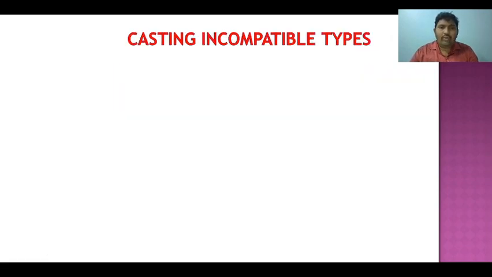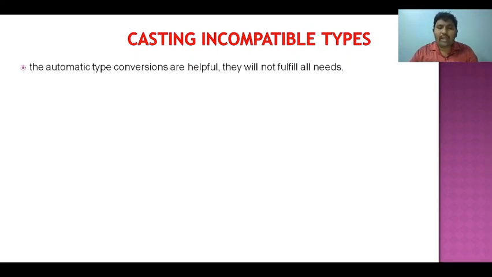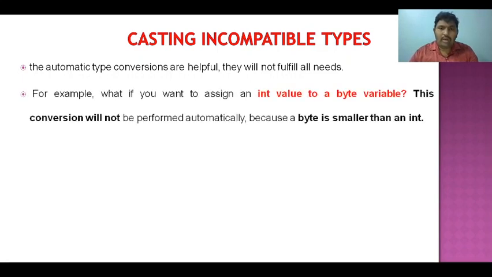The next topic we're going to discuss is casting incompatible types. What is meant by casting? If there is no similarity between the two data types, then automatic type conversion is not possible. For example, if you want to store an int value to byte, it is not possible. Why? Because int size is 32 bits and byte is only 8 bits. So the destination is smaller than the source. That's why automatic type conversion is not possible.